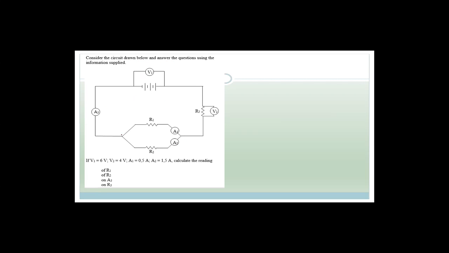So you can see that there's no internal resistance in this question. It's pretty simple. It says V1 is 6 volts, V2 is 4 volts, A1 is 0.5 amps, A2 is 1.5, and it says calculate the readings on R1, R2, A3, and R3.